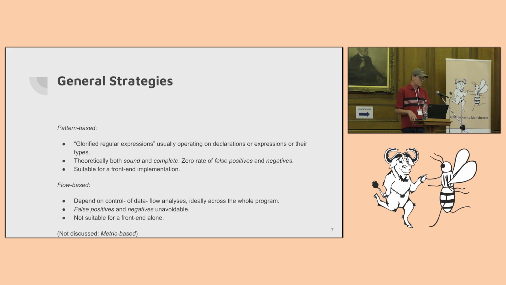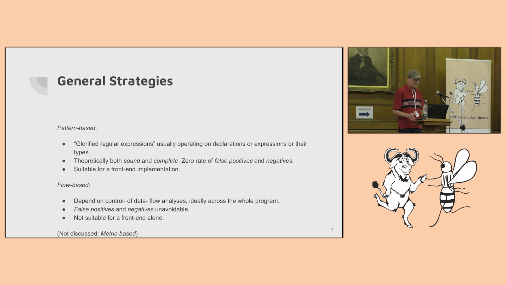In the flow-based warnings, false positives and false negatives are unavoidable. It's just the nature of the beast because of NP completeness. So as a result, they are not suitable for the front end alone. They require some sort of additional analyses, which in GCC are provided by the middle end.